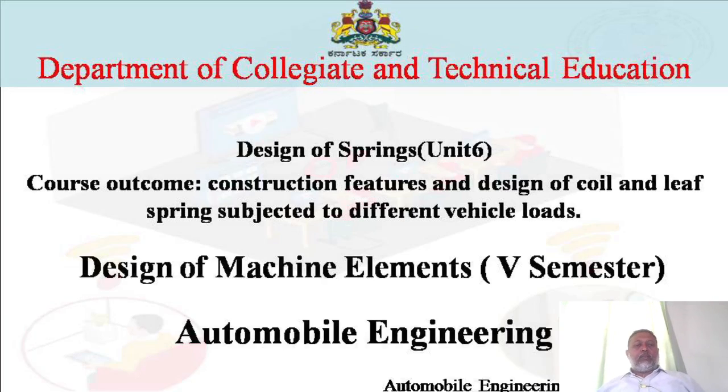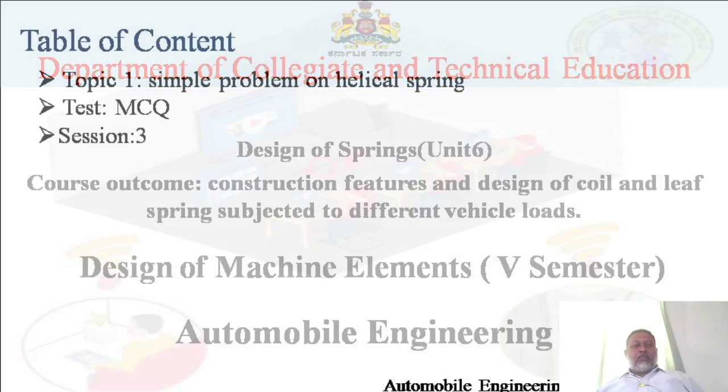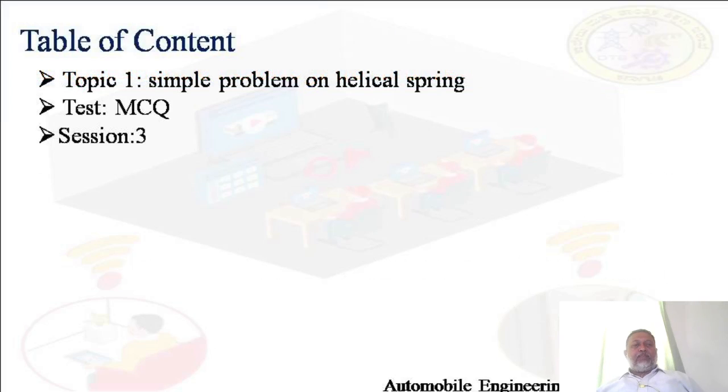In this session, that is the third session of the coil springs, unit 6, the last unit of design of machine elements for 5th semester automobile engineering. We will do a few more problems on coil spring or helical spring along with MCQ.